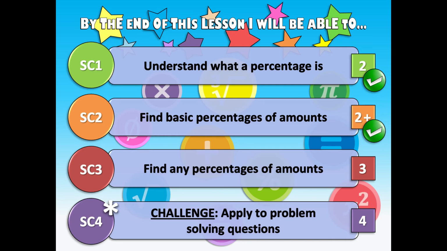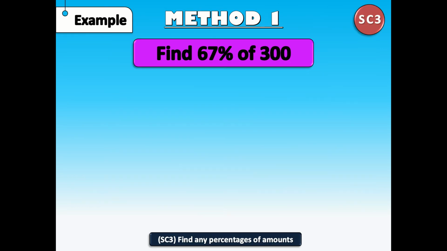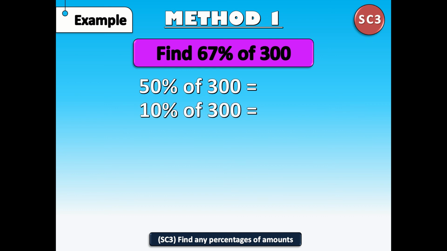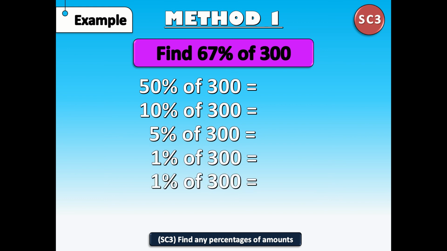And now we've completed success criteria 2. So now we're going to move on to number 3, and this is to find any percentages of amounts. So if I want to find 67% of 300, I can find 50%, 10%, 5%, 1%, and another 1%, and they will all add up to 67%.